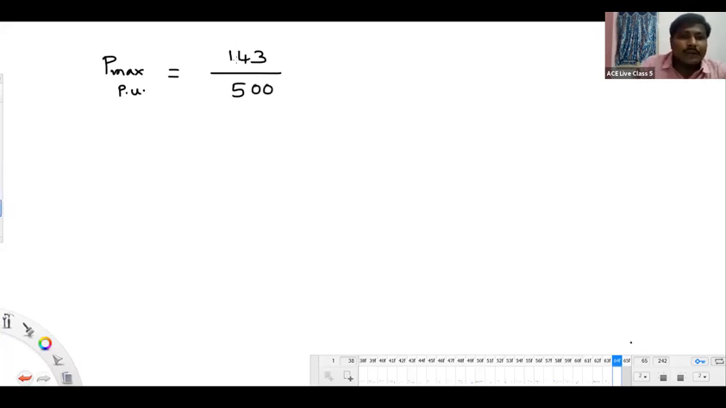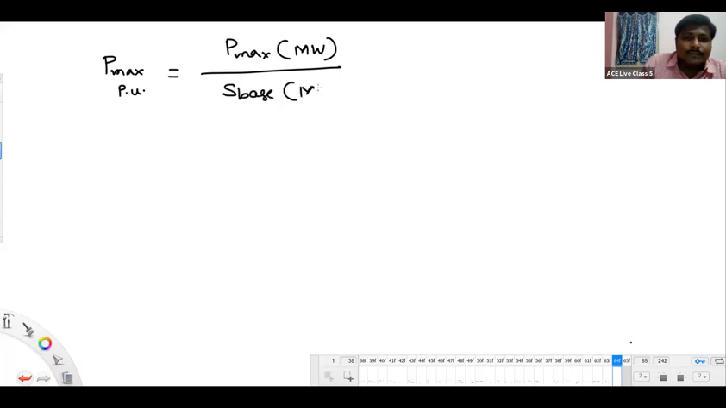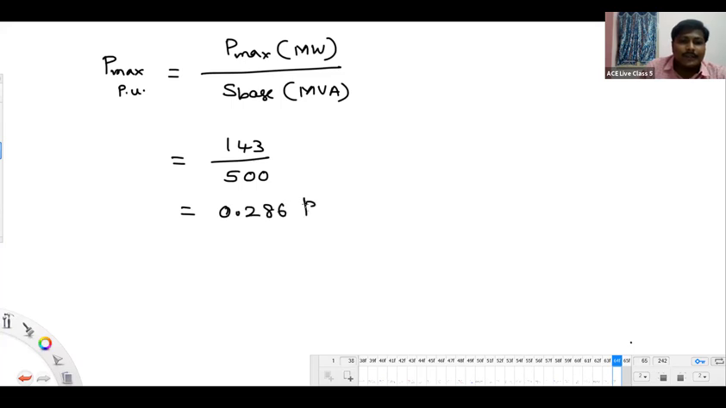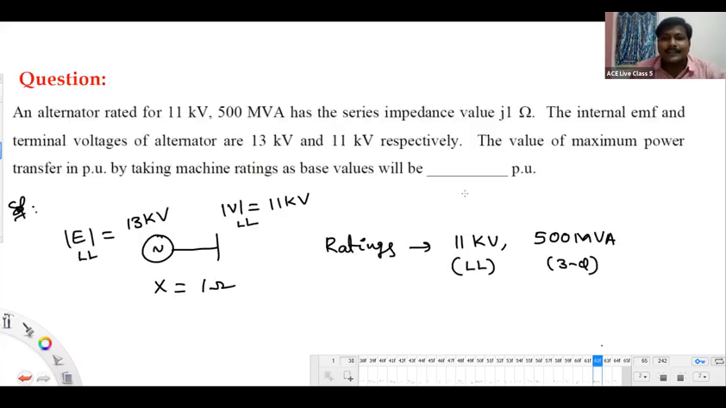Write the formula: P maximum absolute value in megawatts divided by S base in MVA, as we are doing this for the first time now. So it is 143 by 500. How much is this number? Anybody? Please tell me this number. X is given in the data, right? Ashish Raj, X value they have given in data, 1 ohm. It will be 0.286 per unit. So in the blank, we have to give the answer as 0.286. Okay? Yeah.